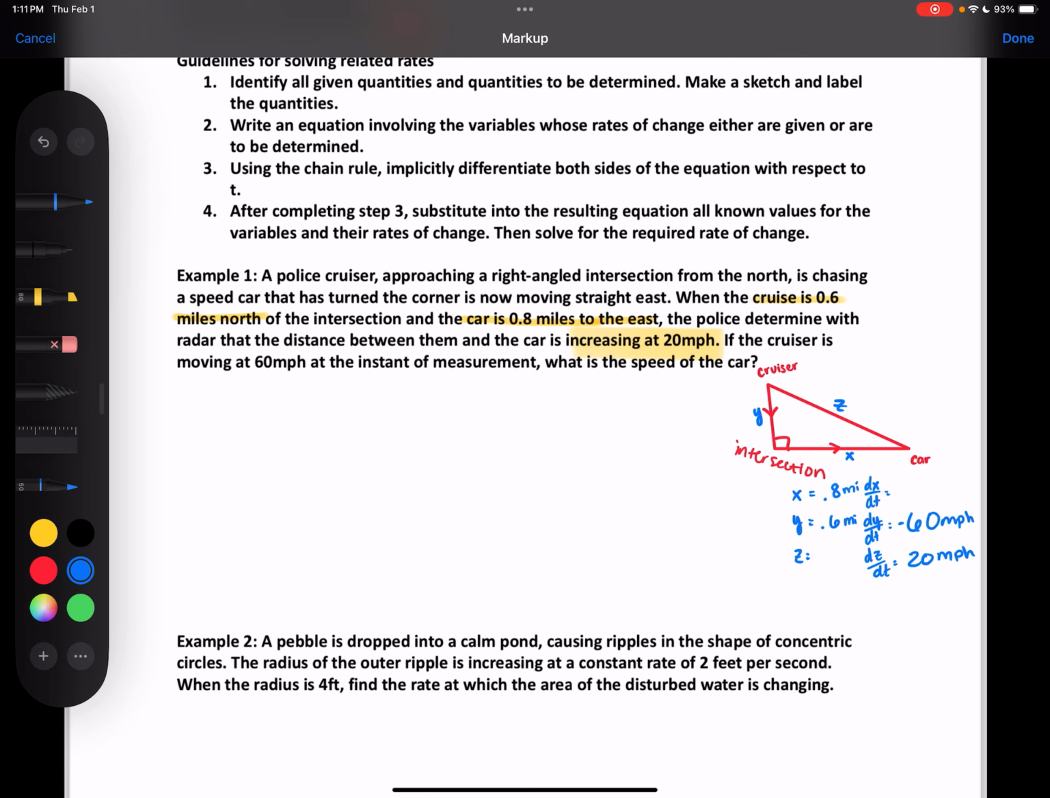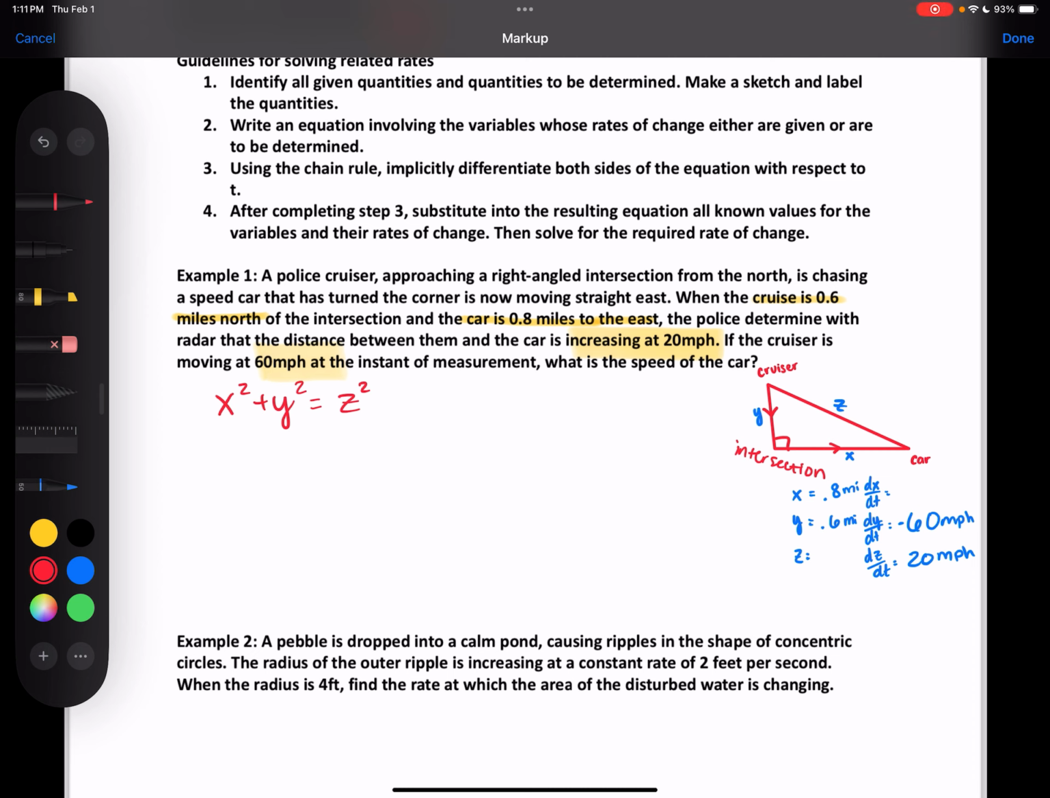So then, what equation do we know that associates these things? Similar triangle. Pythagorean theorem. X squared plus y squared equals z squared. All right, so we've done step 1. We've done step 2. So now we're on to step 3.